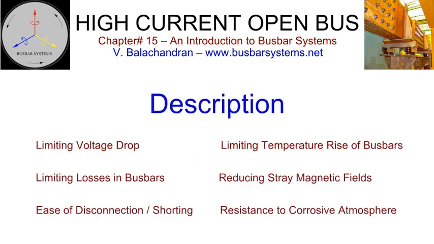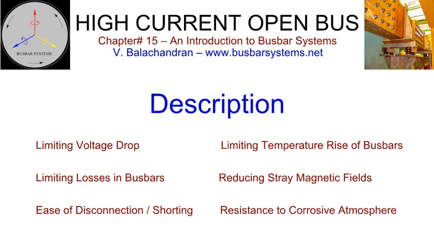Description. In the design of the high current bus bars, the following are the main criteria to be met. Limiting voltage drop. Limiting temperature rise of bus bars. Limiting losses in bus bars. Reducing stray magnetic fields. Ease of disconnection and shorting. Resistance to corrosive atmosphere. Temperature rise, losses, and voltage drop are all interrelated.